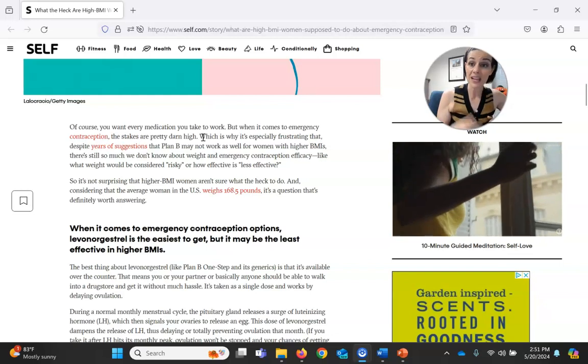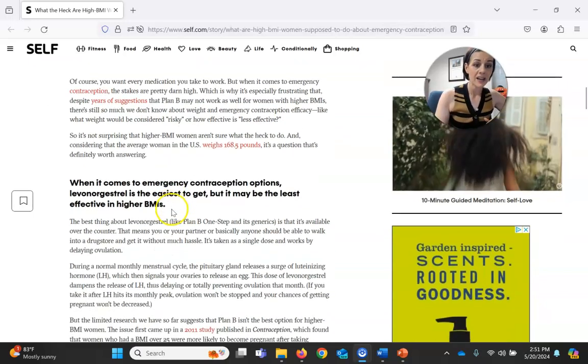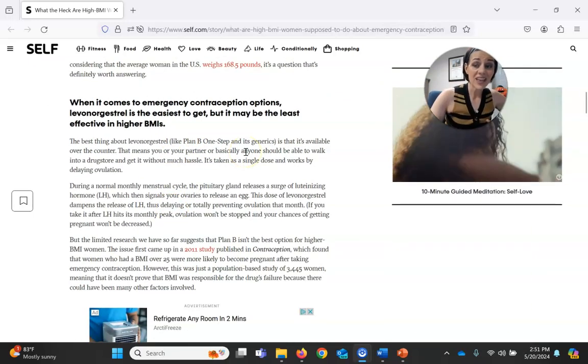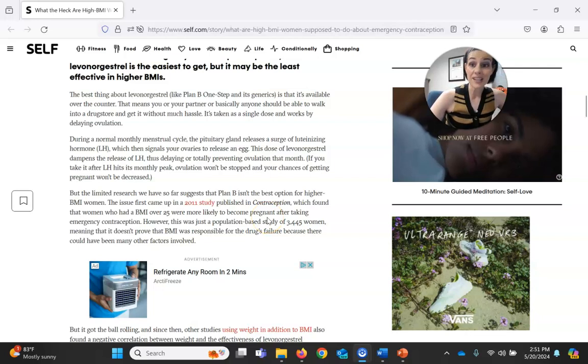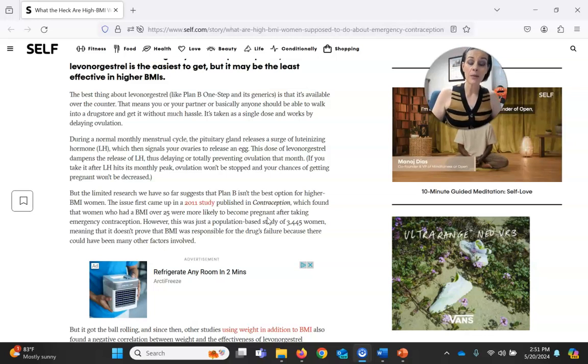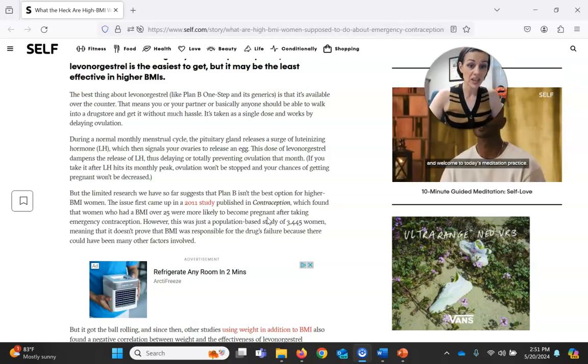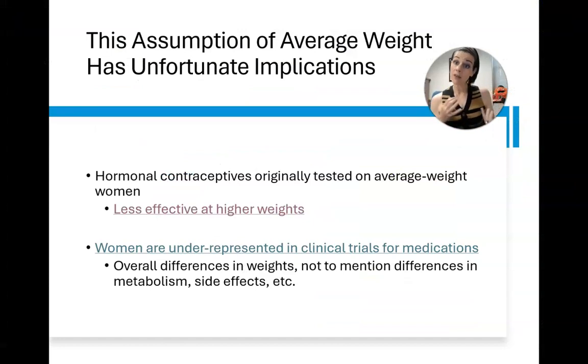So one of the things that we know is there's a lot of data out there that shows that Plan B and emergency contraception does not work as well for women with a higher BMI. Plan B is over the counter, but in 2011 what they ended up finding is that women who have a BMI of over 25 are more likely to become pregnant after taking emergency contraception. Many studies have found that because these effects were only tested on average weight women, we didn't really know what the effects were for women of a higher weight, and it does leave a lot of those women in a bind if they need emergency contraception.